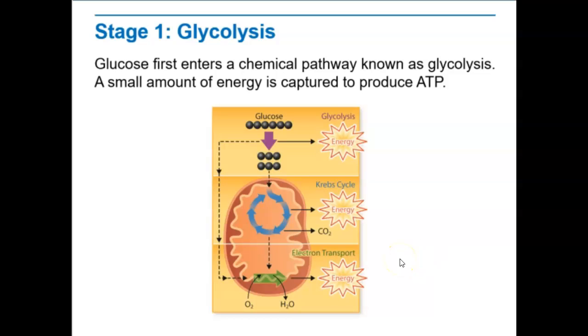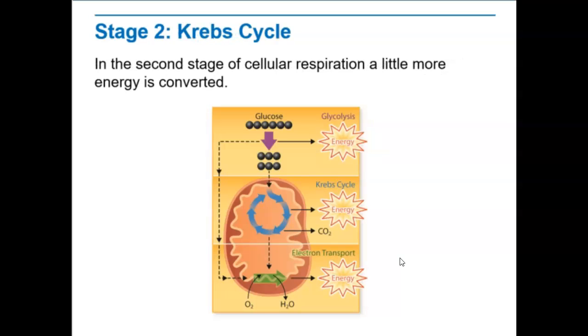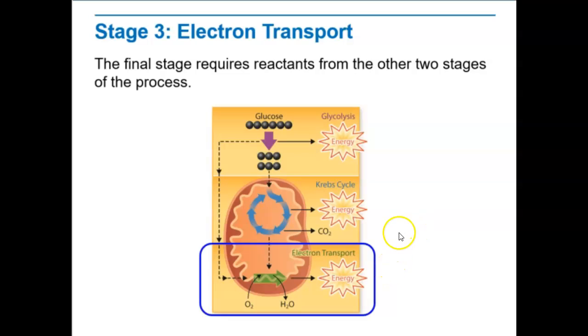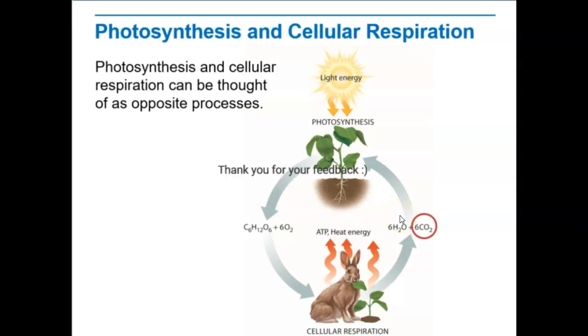So stage 1, glycolysis. Glucose enters the chemical pathway known as glycolysis. A small amount of energy is captured and used to produce ATP. In the second stage, a little more energy is converted. And the final stage requires reactants from the other 2 stages. And that is where the mass of energy is produced.